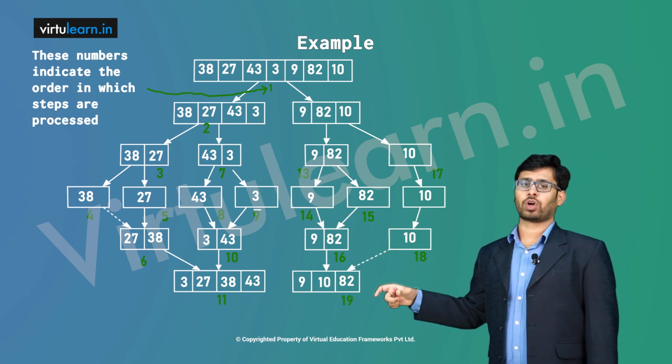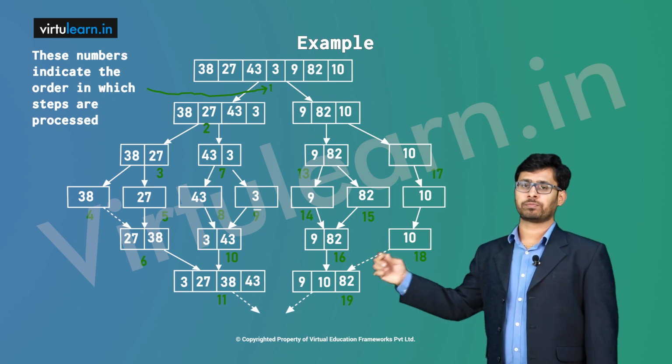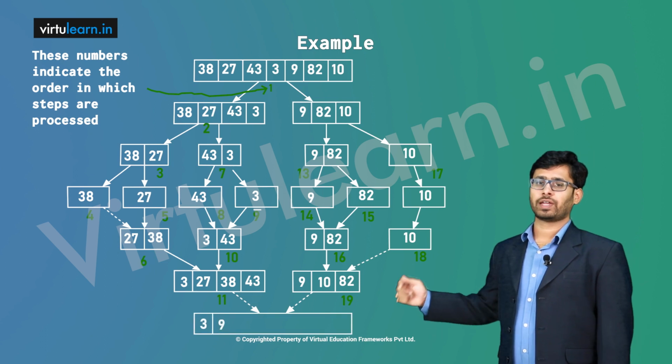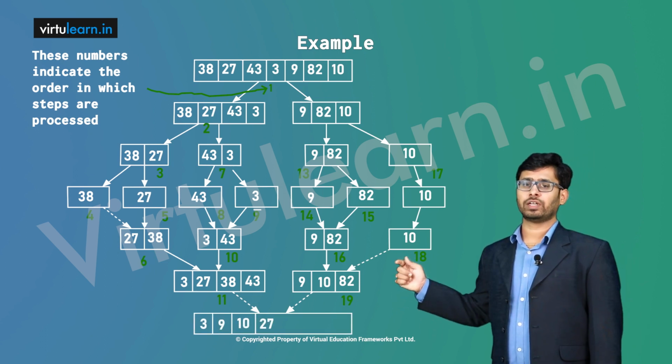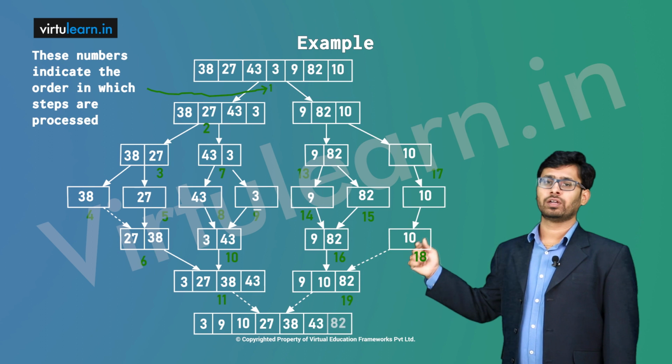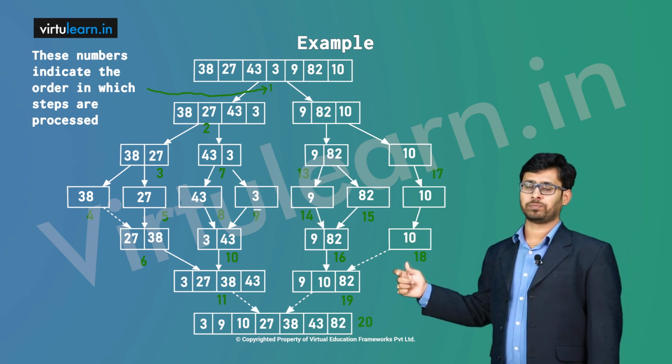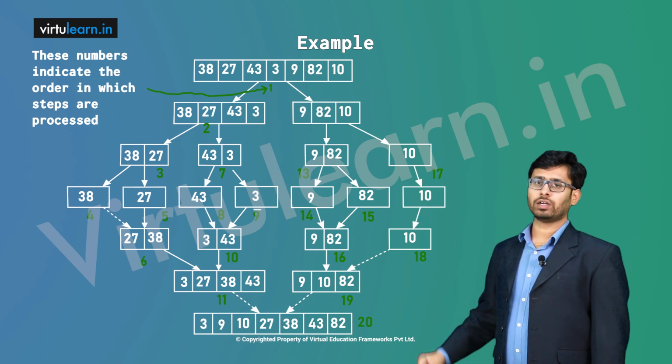Now the final merge process is done on these two halves. The sorted list will be 3, 9, 10, 27, 38, 43 and 82. Now the entire set of elements is in sorted order. So this is the merge sort algorithm.